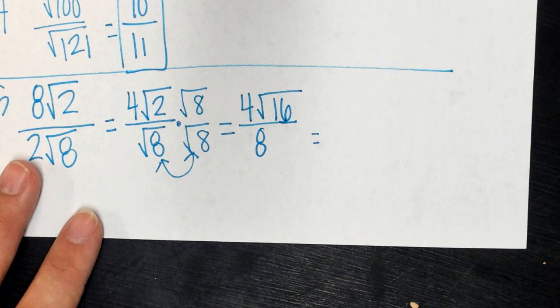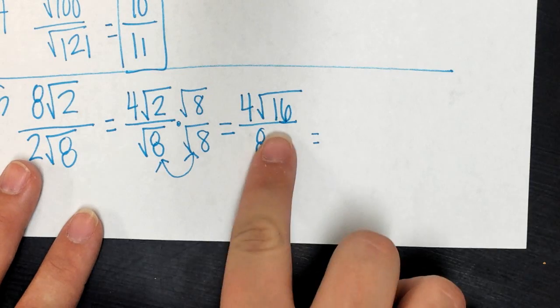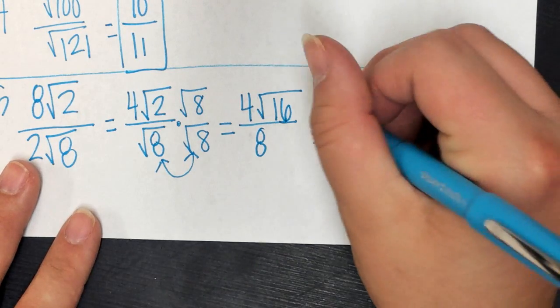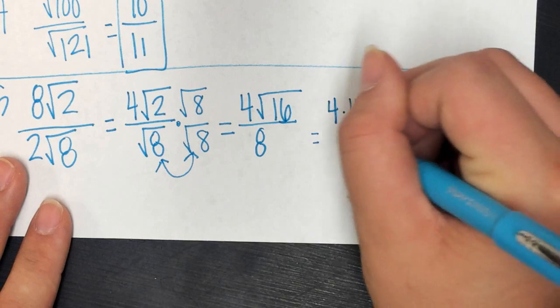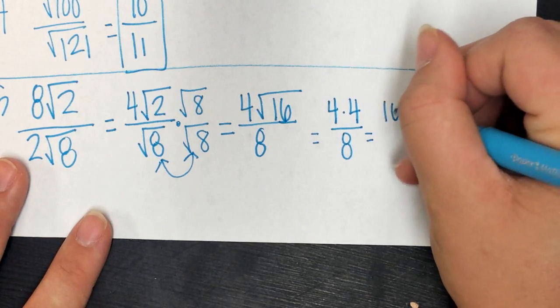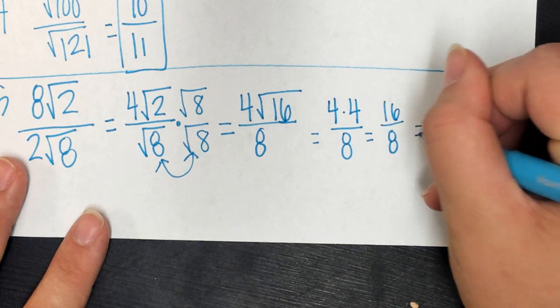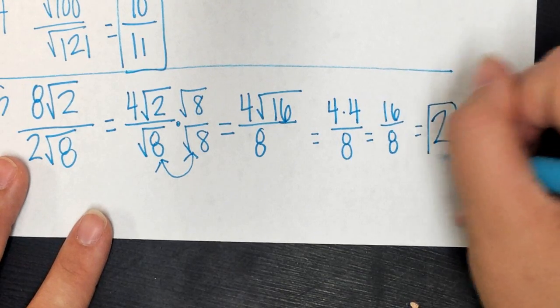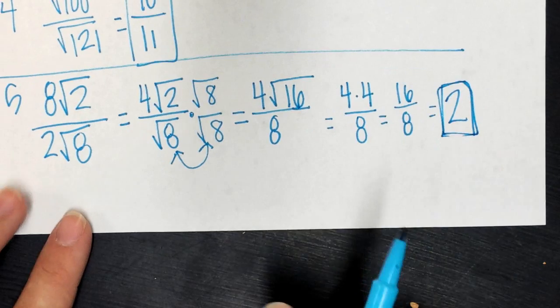This is 4 over 8. What is the square root of 16? So this becomes 4 times 4 over 8. And 4 times 4 is 16, and 16 divided by 8 is 2. I'm so confused.